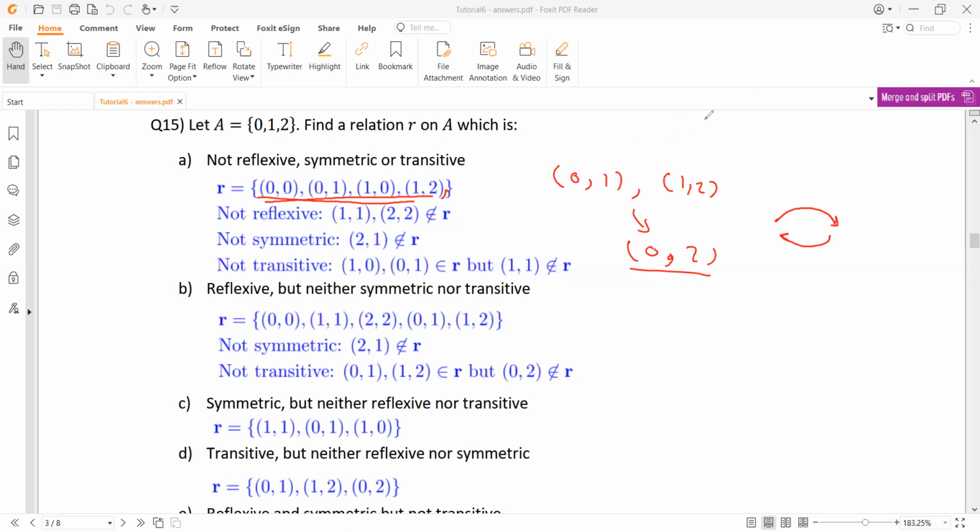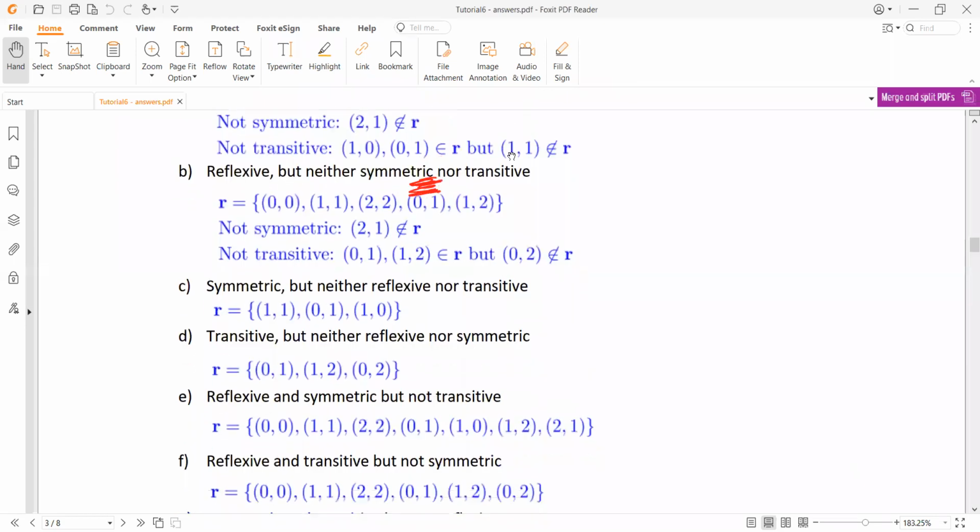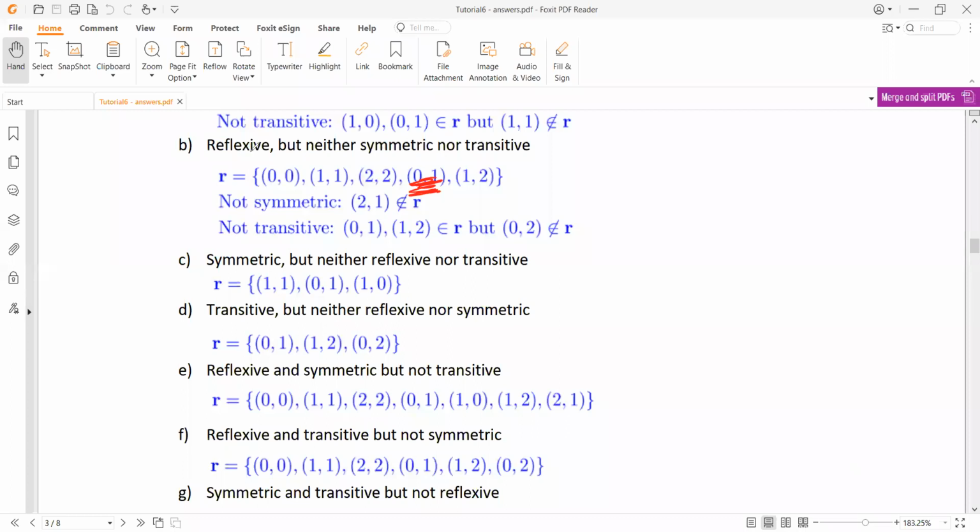symmetric, guys, okay? So I'm gonna remove this one and that's it. Very good. We need to find one which is reflexive, but reflexive means I'm gonna add 0 with 0 and 1 with 1 and 2 with 2. But neither symmetric nor transitive. It's okay. You can add 1 with 2 without adding 2 to 1.